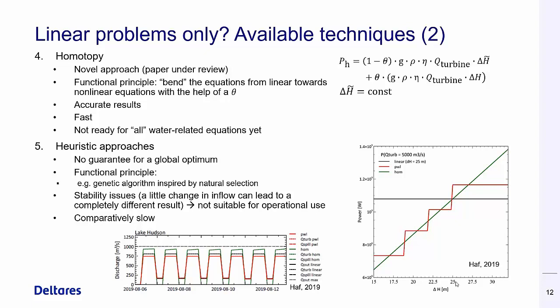So when the head difference changes, the homotopy approach changes the power. But with piecewise linear we have some domains. From 15 to, I think, 18, the head difference is constant. Then it jumps to another head difference. Head difference is constant, it jumps to another domain of head difference, and consequently the power is also constant, the same for this domain.